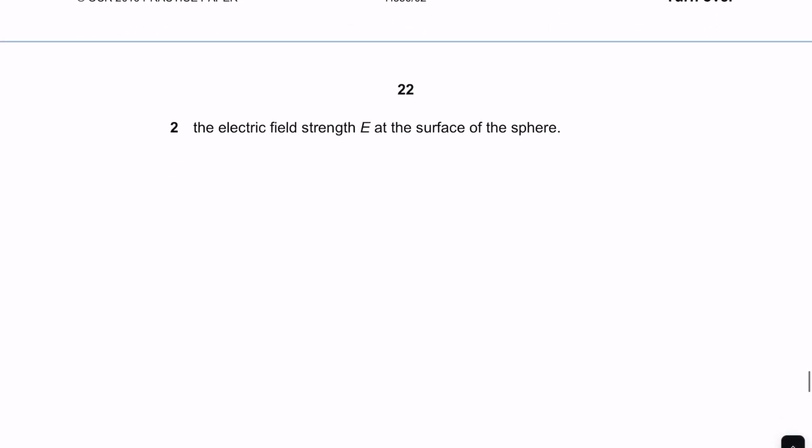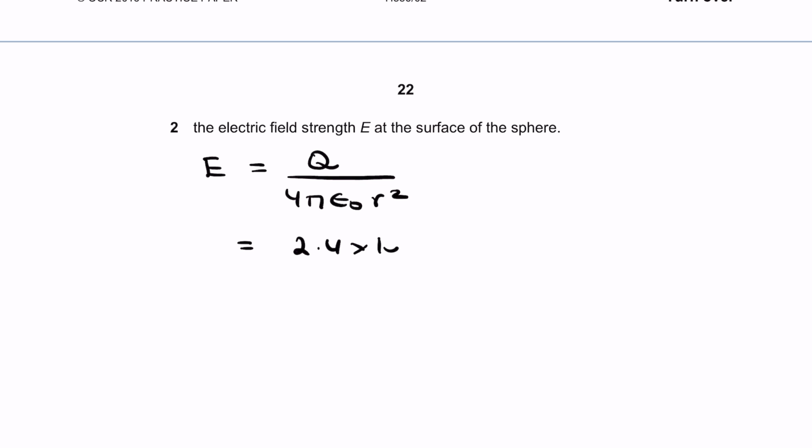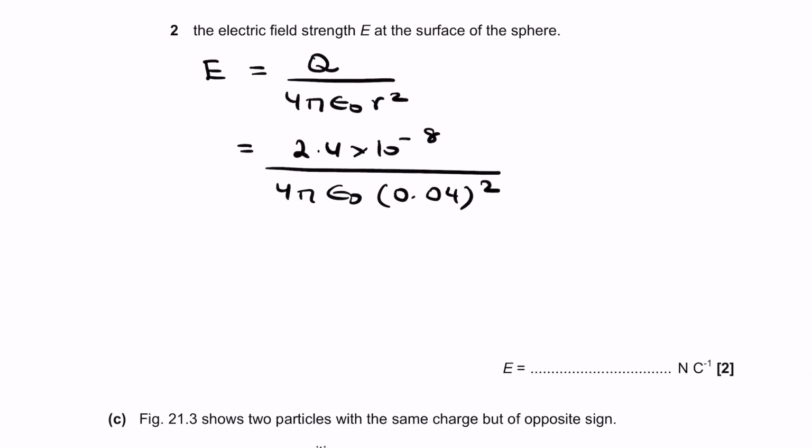Next, the question asks us to calculate the electric field strength at the surface of the sphere, where we know that E, electric field strength, is Q over 4 pi epsilon naught R squared in general. And we already know the charge calculated in the previous part. 4 pi epsilon naught is usual, and the radius is 0.04 squared. So from here, we end up getting an answer of those many newtons per coulomb.